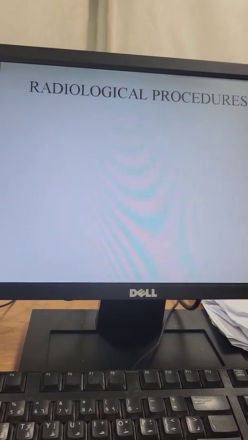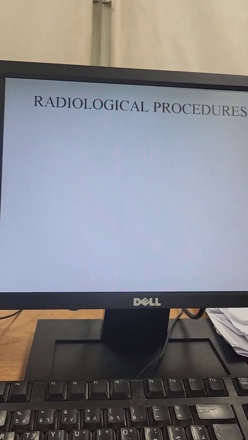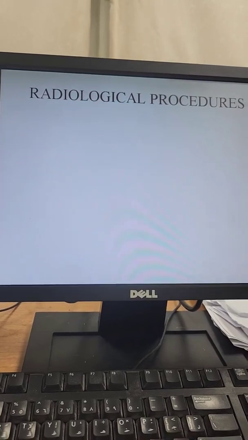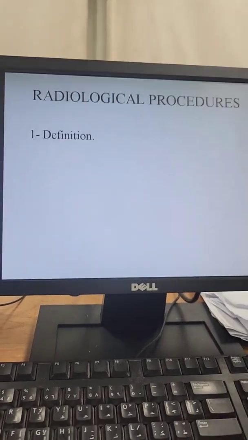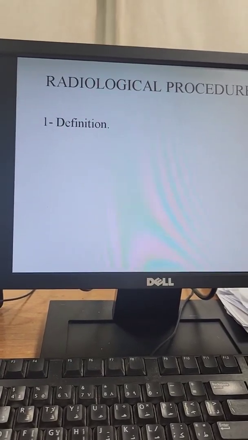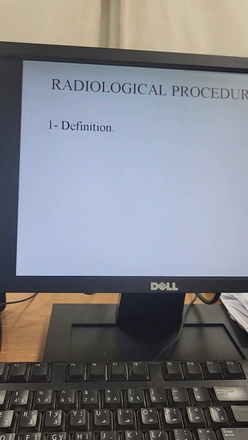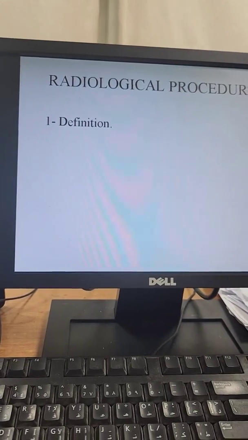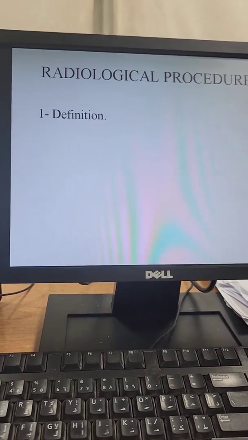Today I'm going to take another example for radiological procedure, which is pulmonary embolism. So, what's pulmonary embolism? Pulmonary embolism is an examination for the lung to detect if there is any embolization inside the pulmonary artery branches or not.